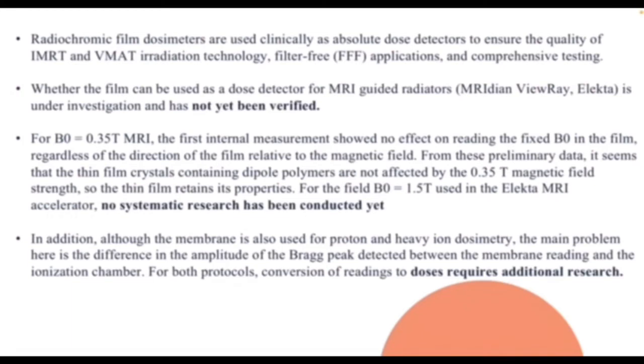For a 0.35 Tesla MRI, the first in-house measurements showed no effect on the film reading, regardless of the direction of the film relative to the magnetic field. From these preliminary data, it seems that the thin film crystals containing dipole polymers are not affected by the 0.35 Tesla magnetic field strength. So, the thin film retains its properties. For the 1.5 Tesla field used in the MRI accelerator, no systematic research has been conducted yet.